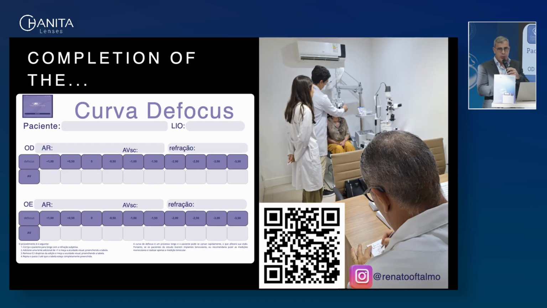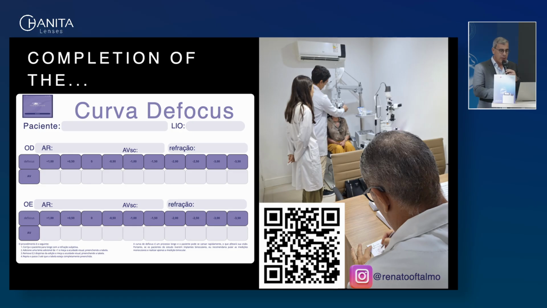So it's in Portuguese, but if you want, I can email how I make it. This goes in the patient's name, the IOL implanted, the auto refraction, the visual acuity without correction for far and near, the refraction the patient accepts, and the visual acuity with the best refraction goes here in the 0. And then we add +1 diopter, and we measure the visual acuity, and we put it in this box here, and we keep on subtracting 0.5 of a diopter, and we put the visual acuity here, and we go filling these boxes until we reach -3 or -3.5.